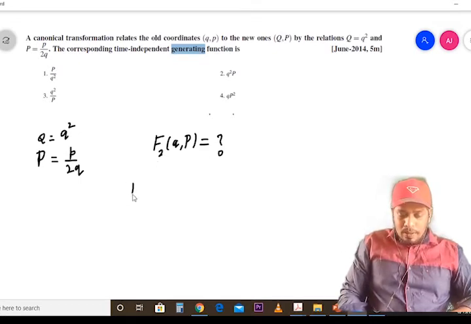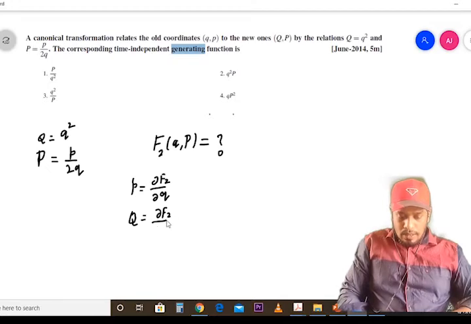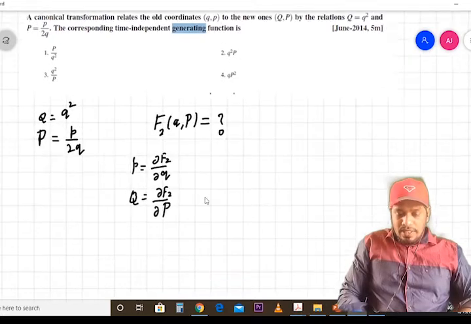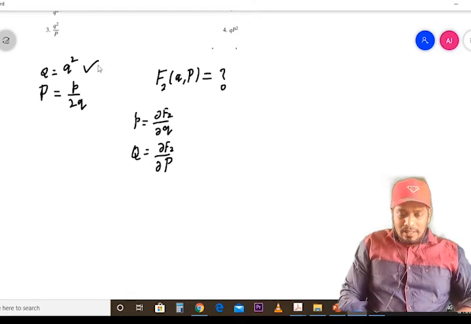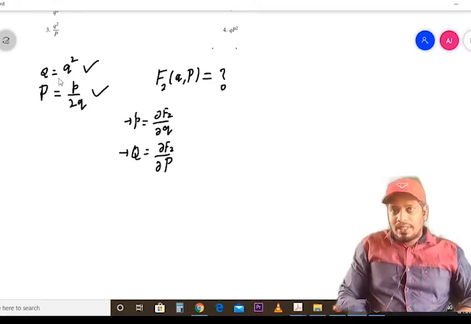If you want the small momentum p, that would be equal to dou F2 divided by dou small q. If you want capital Q, that would be equal to dou F2 divided by dou capital P. These are the two equations for the type 2 generating function. We have the relation, so you can write what small p is and what capital Q is from the given relation, then we can find F2.